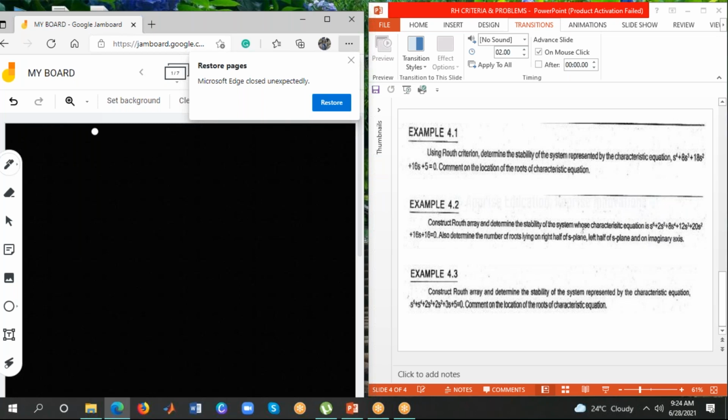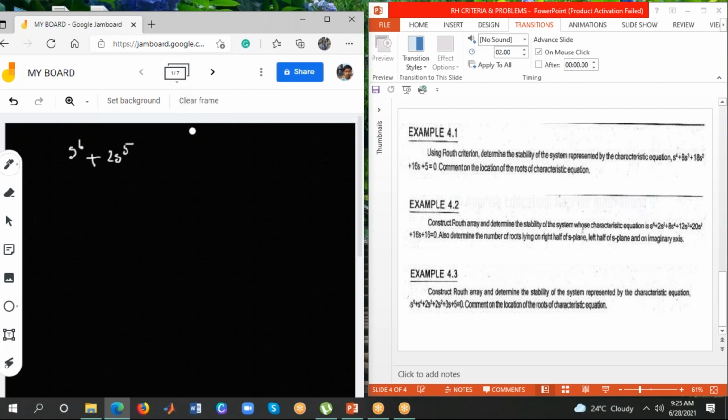So first of all, I'm going to write down that equation: s power 6 plus 2s power 5 plus 8s power 4 plus 12s cubed plus 20s square plus 16s plus 16 equals 0. So this is the equation they gave.